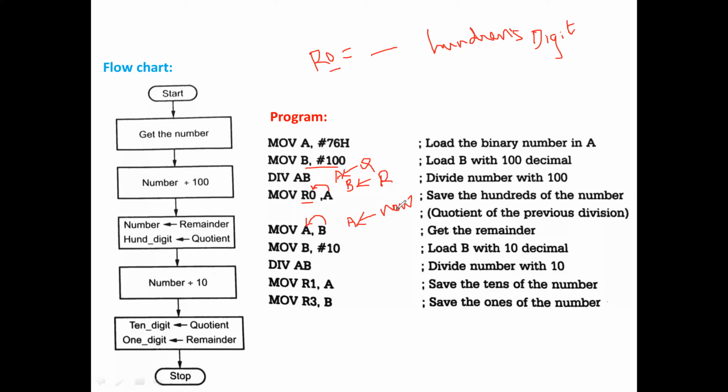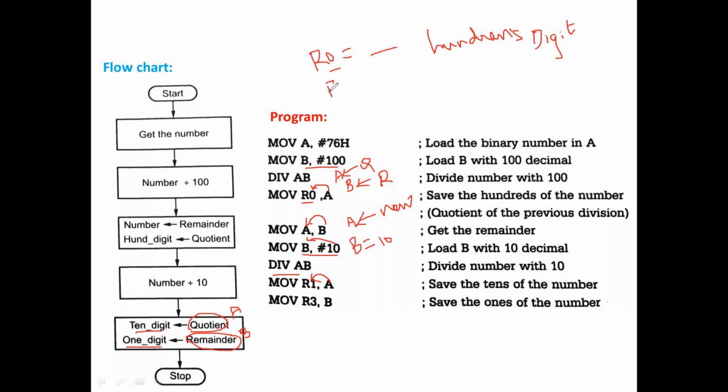This new value I'm going to divide by 10. So for 10, I'm going to move it into the B register. Now B has the decimal value 10, which I'm going to divide by. After division, the quotient is going to be in the A register, and the remainder is going to be in the B register. This A register will hold the tens digit, and the remainder will be the ones digit. So that I am pushing to one register.